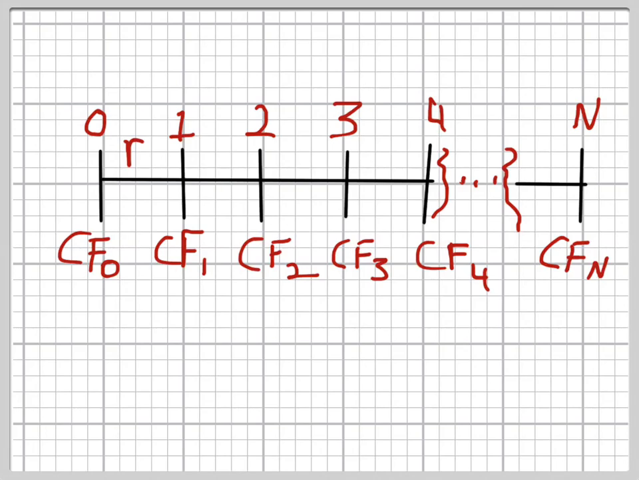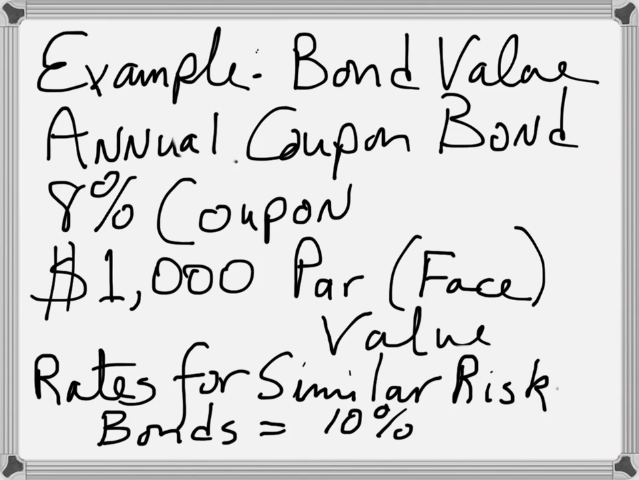Okay, let's do an example with actual cash flows and show you how you would set that up. So the example we're going to do is a bond value. This particular bond pays an annual coupon of 8%. It's got a $1,000 par value or face value, and rates for similar risk bonds are 10%. Now, there's one bit of information we left out here. I'm going to add 4 years to maturity.